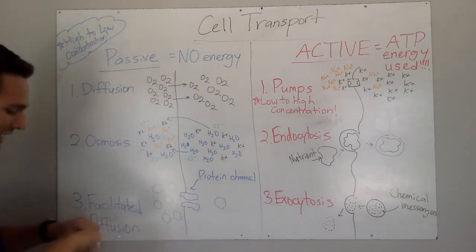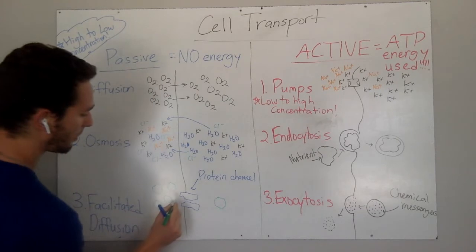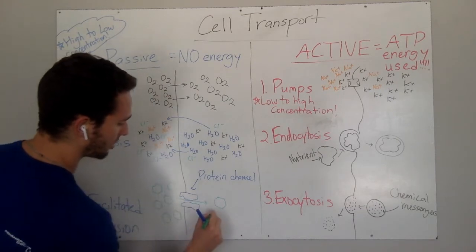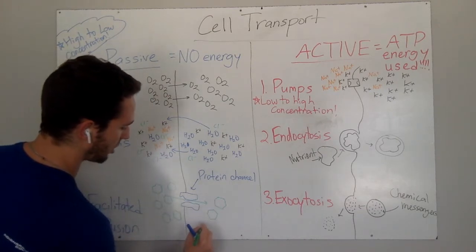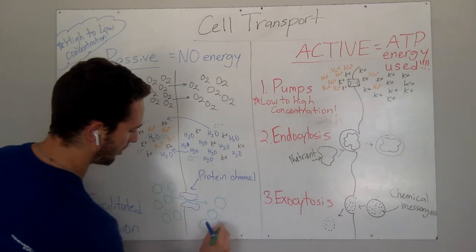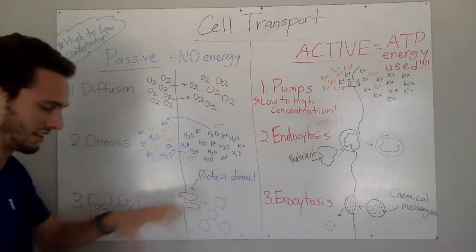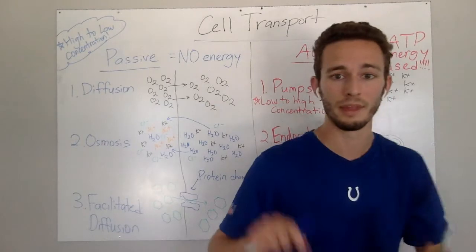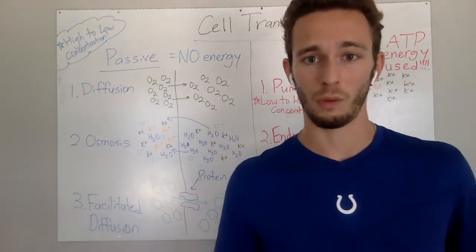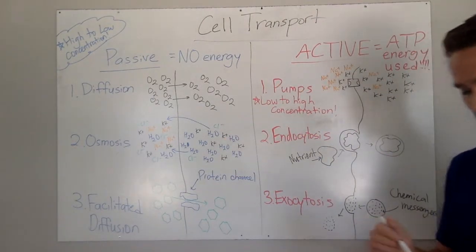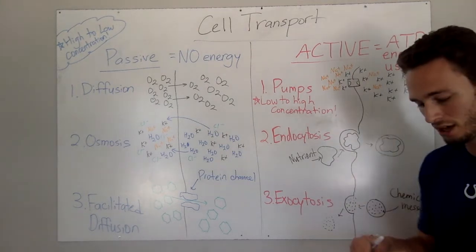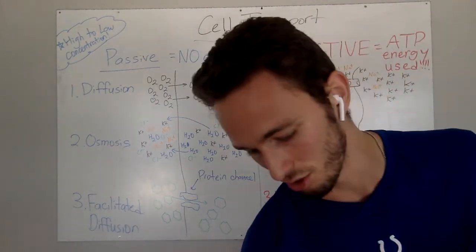So the glucose, once again, it's diffusion. It's going to move from high to low concentration until both sides are at equilibrium. And I won't draw all those, but they would be at the same concentration inside and outside of the cell. That's all passive, no energy required. Let's move on to active. So active, these are things like pumps, endocytosis, and exocytosis.